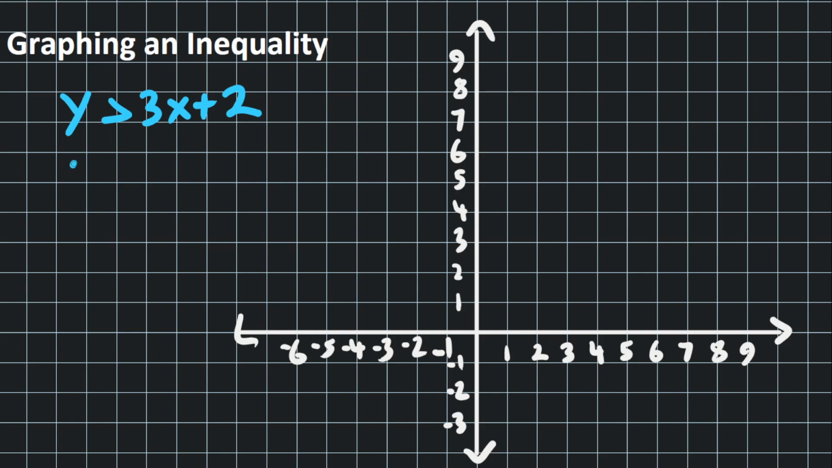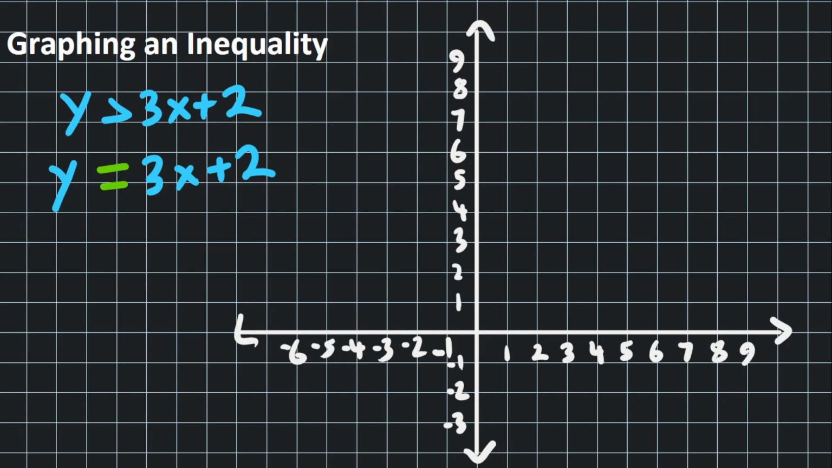What we're going to do, just for the moment, is pretend that this greater than symbol is an equal sign. So y equals 3x plus 2. And we know how to graph y equals 3x plus 2 because it's a linear equation. And most importantly, it's in the y equals mx plus b form.